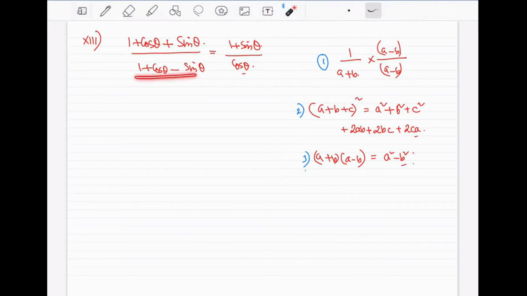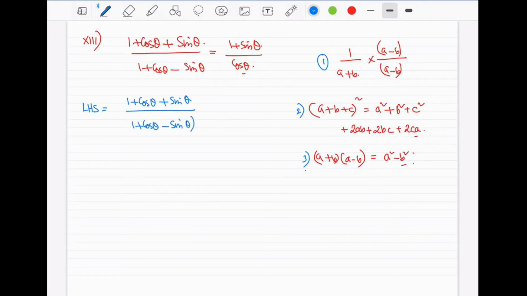So you start from the left-hand side and let's try to obtain the right-hand side. We have got 1 plus cos theta plus sine theta divided by 1 plus cos theta minus sine theta. So remember rationalization, how to do rationalization here? In rationalization, what I'm writing here has just two terms in the denominator. There is one, here is another. But here we have got 1, 2, 3.